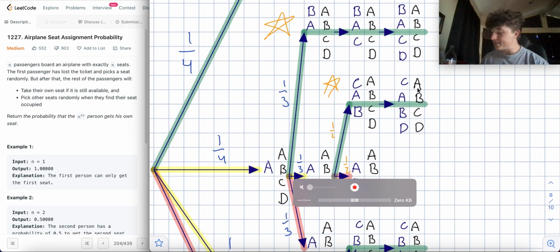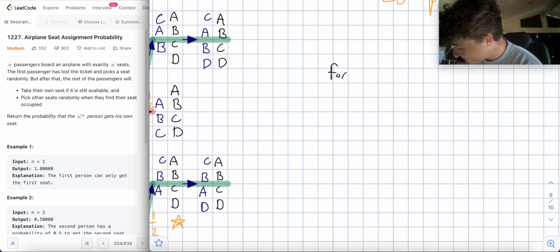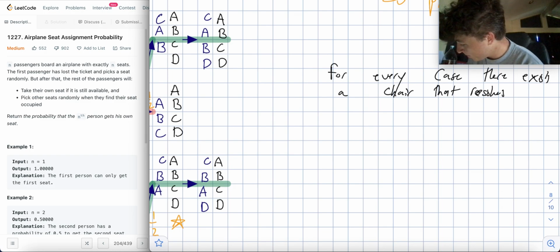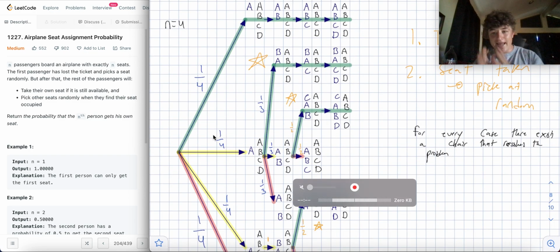Okay, so what I'm basically saying is, for every case, there exists a chair that resolves the problem. And what I mean by that is, even from the beginning, right? At the beginning, the problem is that A doesn't have a ticket. But if A chooses A, it resolves the problem. When we get to B and B doesn't have a ticket, it chooses randomly. But if it chooses A, it solves the problem.